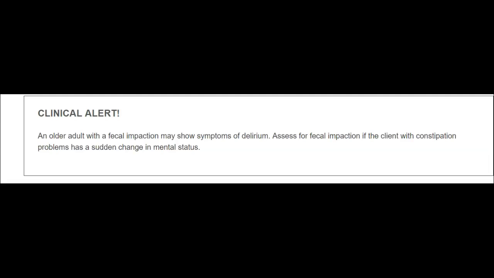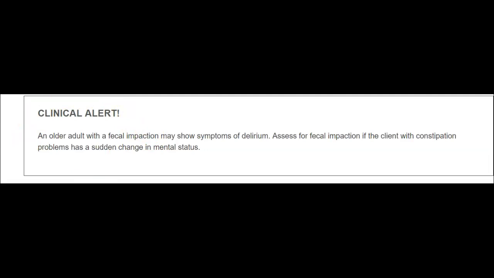Okay, this goes, if I didn't mention it, for urinary also. If a patient all of a sudden starts becoming more confused, delirium, we want to check their urine also to make sure that they're not developing a urinary tract infection. So a urinary tract infection can affect them mentally, and also fecal impaction.